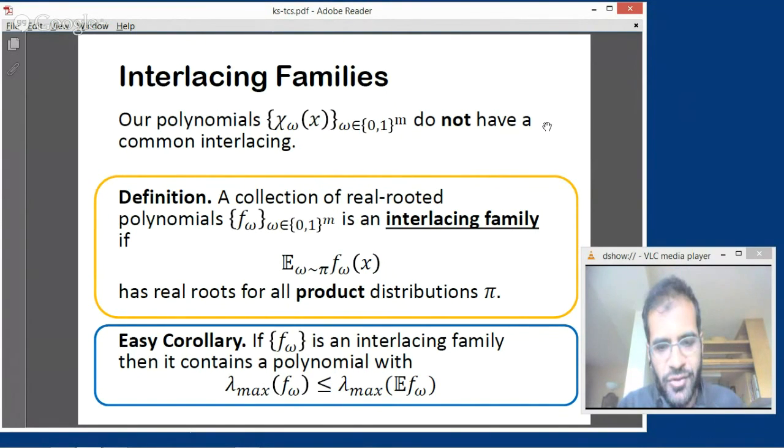This product distribution thing tells me that those two polynomials have a common interlacing, because if you have all product distributions, you can encode all conditionings, basically. And then I get that there exists some setting of the first bit omega1 so that the expected polynomial conditioned on the first bit does as well as the expected polynomial conditioned on nothing. And then I repeat this with the second bit, and so on. Does that make sense?